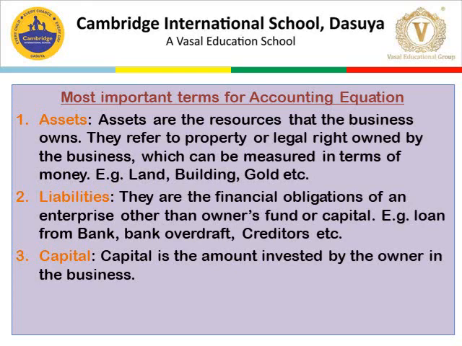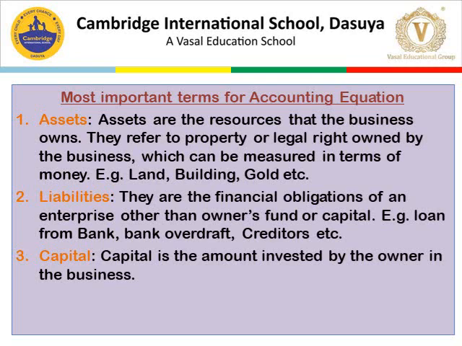Assets means the property owned by the business, and assets help them to multiply their capital or multiply their money in future by the process of production. Number two, liabilities. Liabilities are the financial obligations of an enterprise other than owner's fund or capital. Examples of liabilities are loan from banks, bank overdraft. It means when there is less money in your account but you withdraw more money from the bank. This is all because of your good terms with the bank.